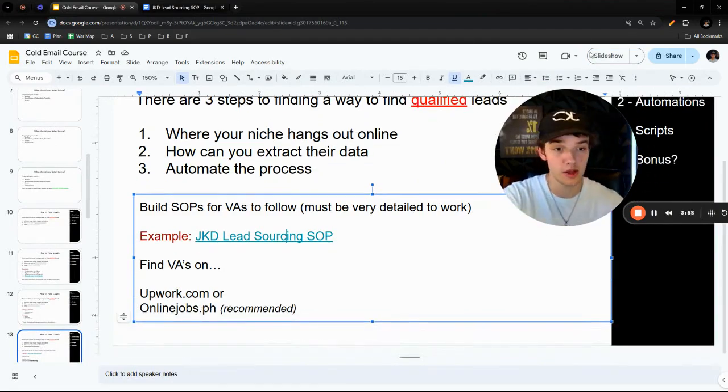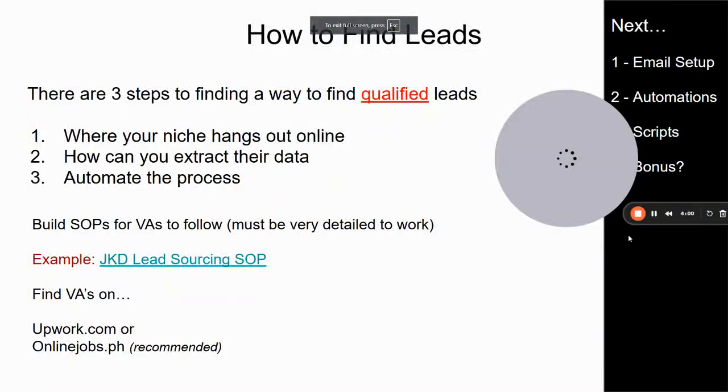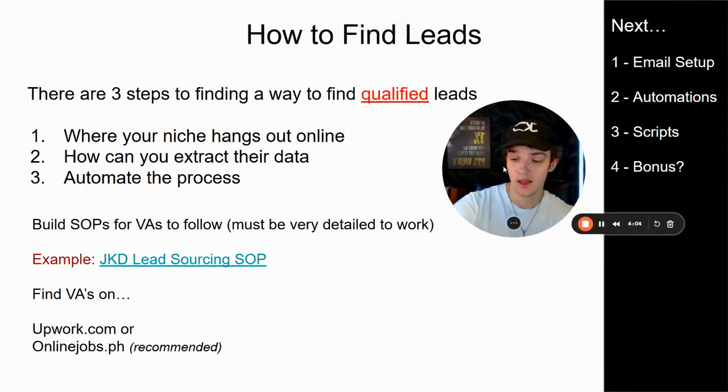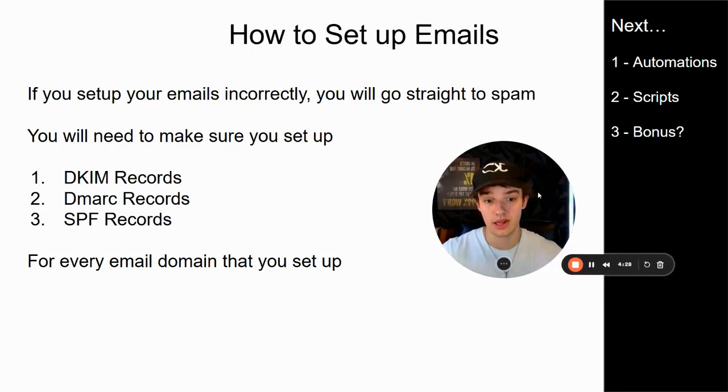Okay. Now, the way that you can find these people, there's 2 main sites. Number one is Upwork. If you don't have a lot of money to hire someone, then I would use that because it's free. But if you have the money, it's going to be a lot better to use onlinejobs.ph. You're going to get way more applicants, way faster, and less time on your end. I would highly recommend using the second one. But if you don't have the budget to spend like $70 a month on VAs, then I would go use Upwork. Okay. Now, the next thing we are going to do is how to actually set up the emails.